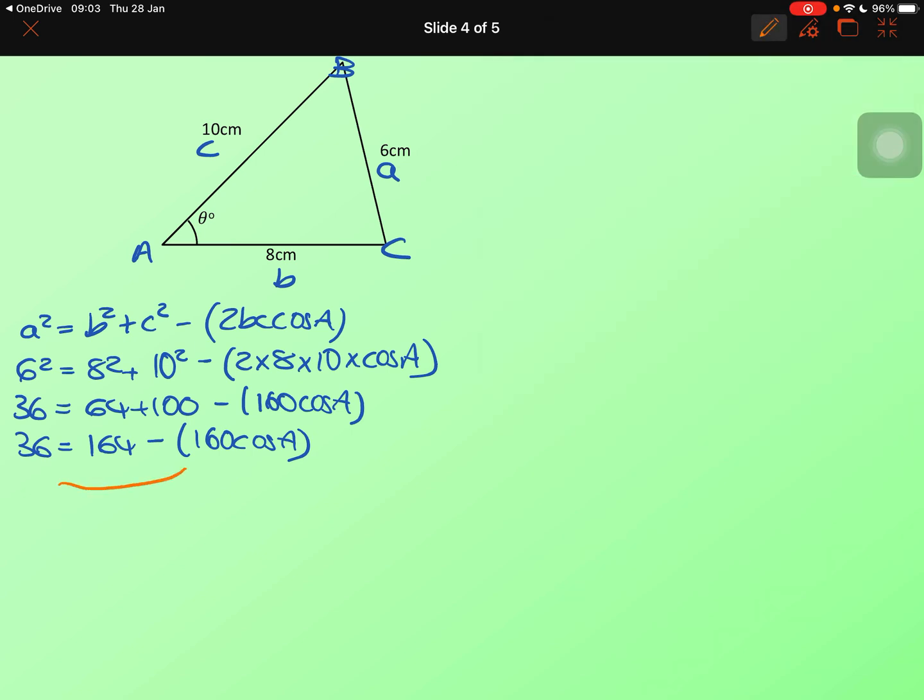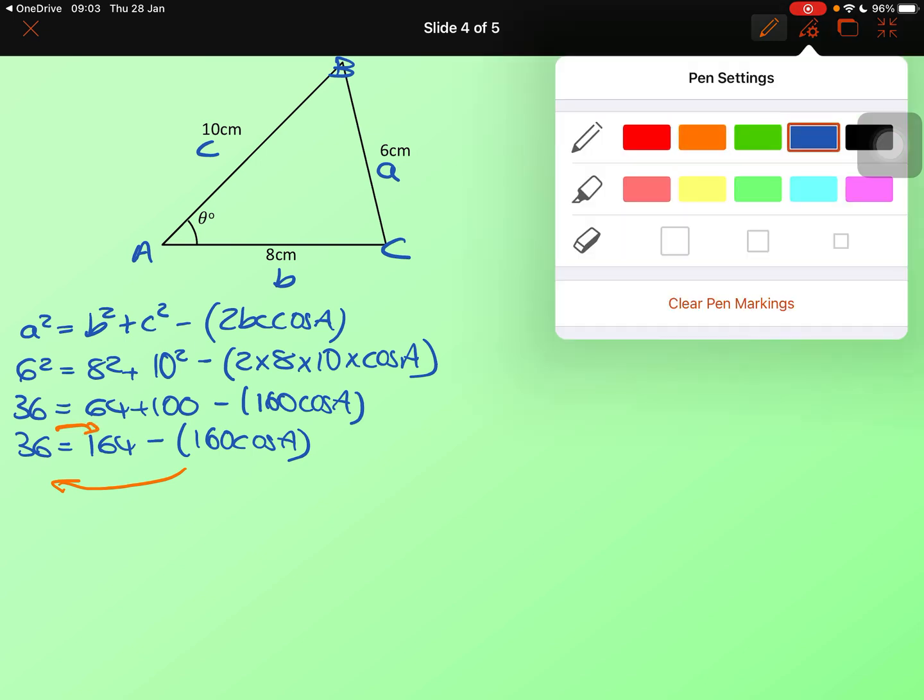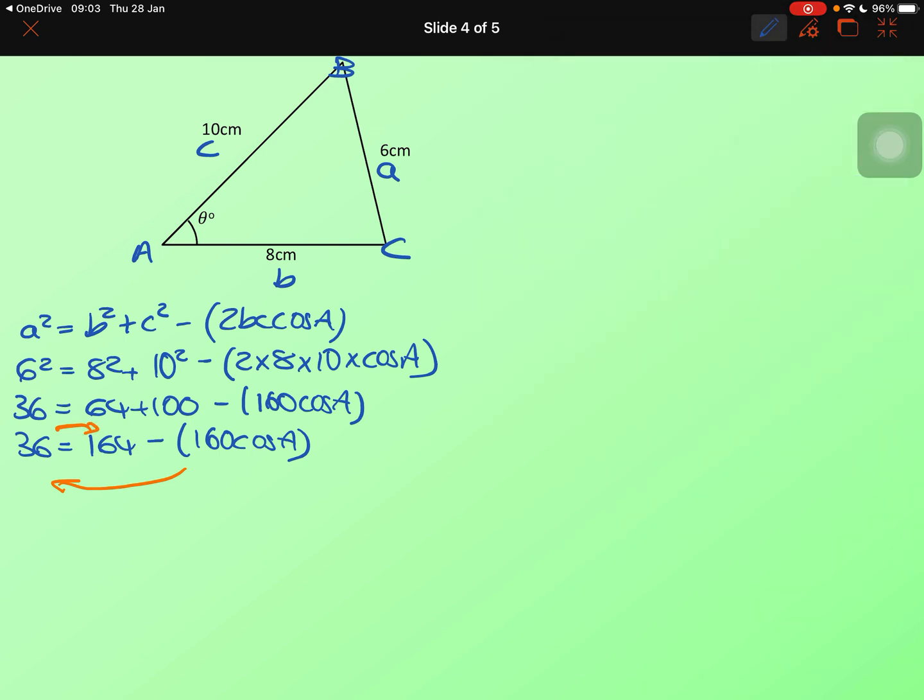So we're going to move our negative 160 cos A that way, 36 that way. Obviously they appear on the other side as the opposites because you do the inverse to swap them. So we'll go 160 cos A equals 164 subtract 36. So we end up with 160 cos A equals 164 minus 36, which will give us 128. Divide underneath. So we're going to divide both sides by 160.